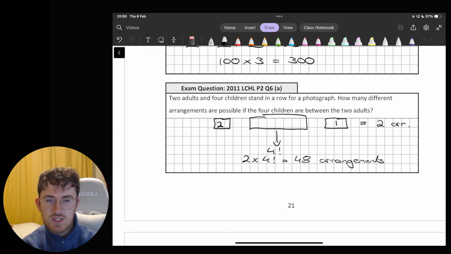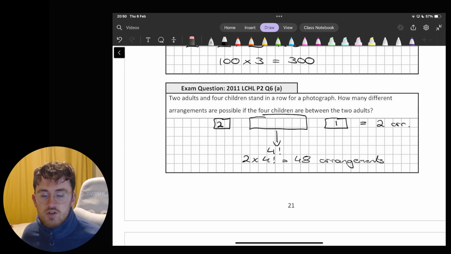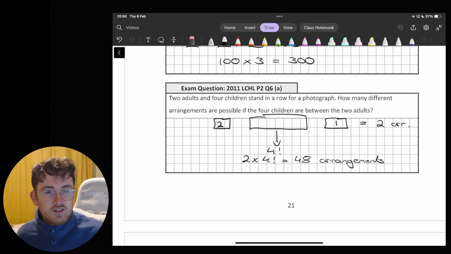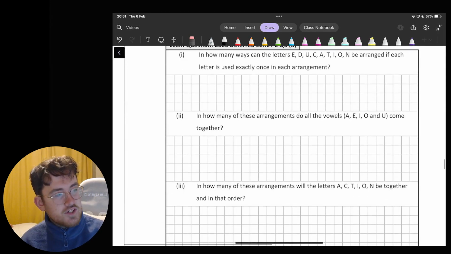There's 3 different positions to consider here, but I'm arranging more than 3 objects because I have my 2 adults and then the 4 children themselves. But there's only really 2 arrangements there. I start with 1 adult or I start with the other adult. The children are a fixed variable in that one, but there are then 4 arrangements of the children within that. Okay, we'll look at the deferred paper.